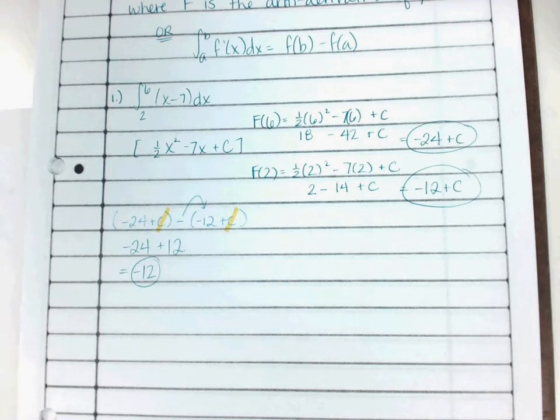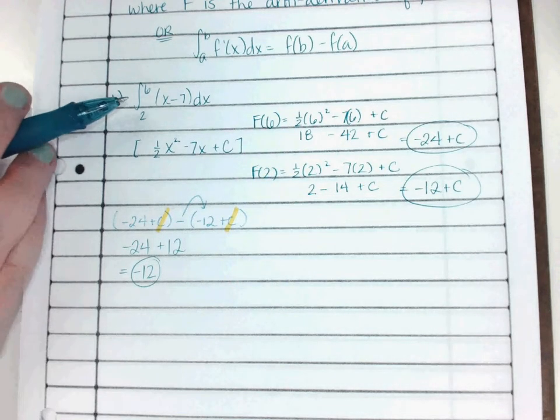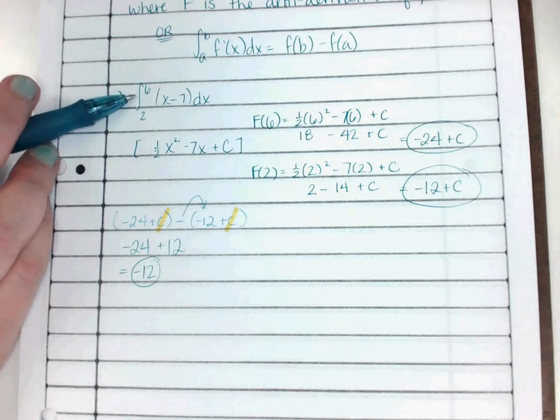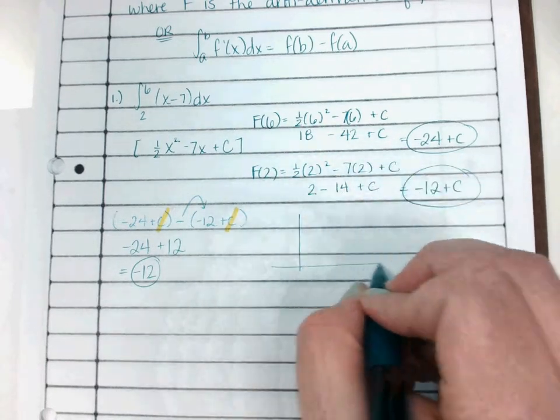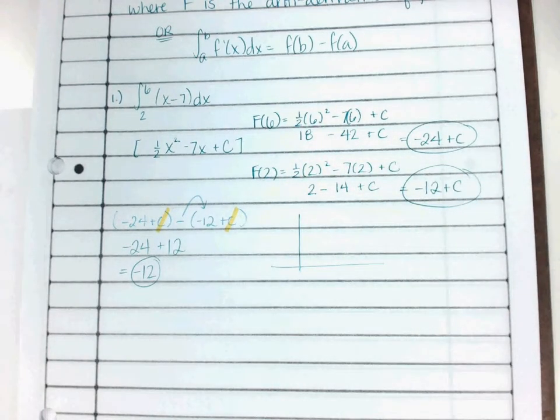Now, what is that the answer of? What does this integral represent? What is it measuring? The area between the graph and the x-axis. So we're going to sketch a little graph to show why it came out negative. This is going to be rough. This is going to last you all the whole class.